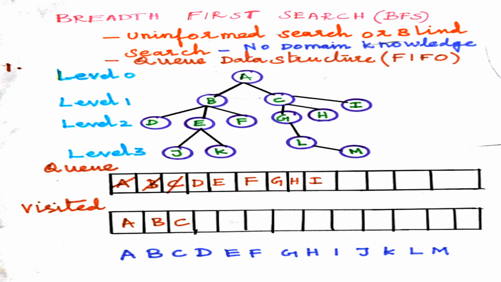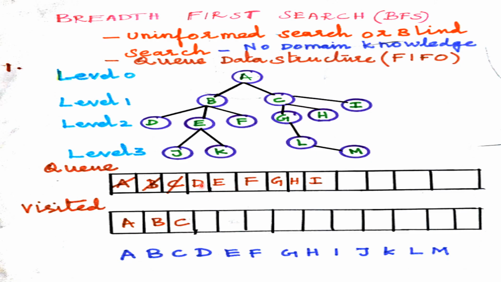So that is the next step. Consider here, remove, dequeue the C and that will be entered into the visited list and the C can be explored. After exploring, G, H, I will be entered into the queue structure. So then what is the next step?